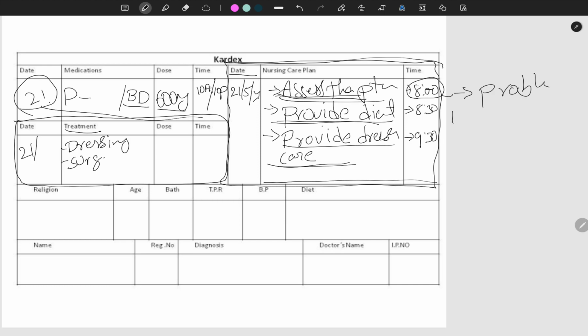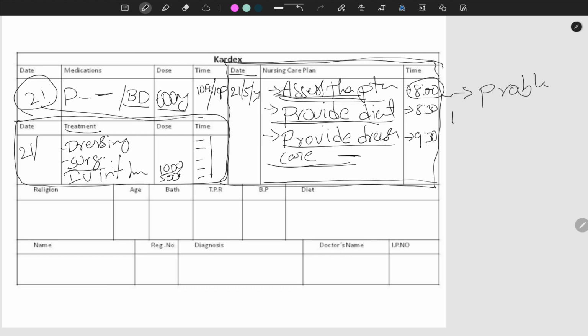So the surgery also you have to write here. And dosage, if you give the IV infusion, you have to write about the 100 ml, otherwise 1 liter, 500 ml, however much intravenous fluid you give you have to write here, and also at what time you have given, so you have to write the time here. Okay, this is the treatment column, this is the medication column, this is the nursing care plan column.